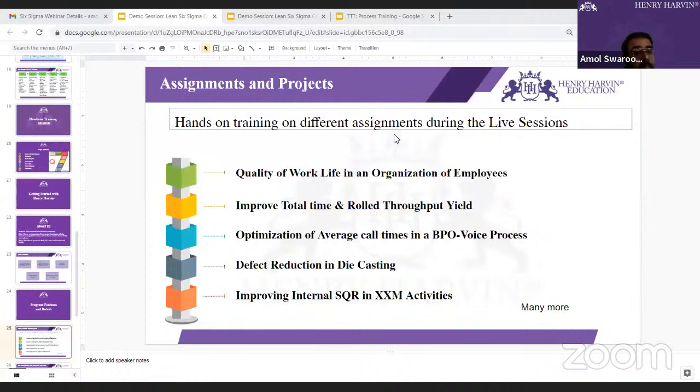Program features: hands-on training, of course, on different assignments you'll be getting, right? You'll be learning about Minitab, about Excel, about all the concepts of Lean Six Sigma, right? Which includes DMAIC, DFSS, which includes DMADV, IDOV, everything, right?